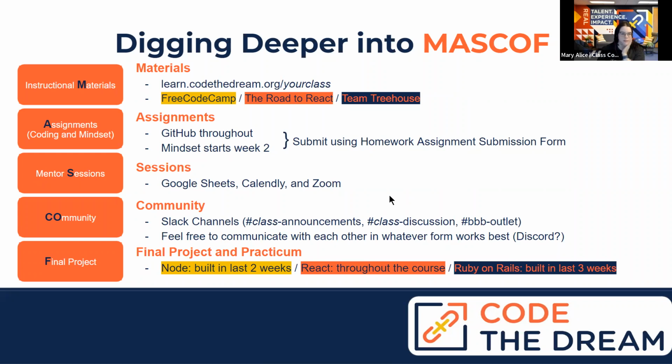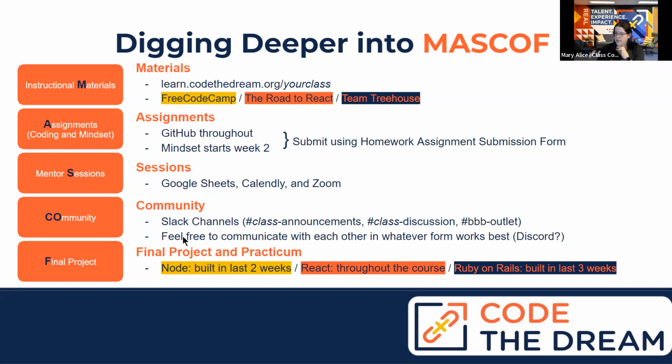Okay, perfect. You'll actually do the practicum at the end of your advanced class because you'll need to be able to organize yourselves into groups and decide what kind of a project you want to build for the practicum portion. And all right, let's see here. So assignments, GitHub throughout. Mindset starts week 2. You'll always use a homework assignment submission form to be able to submit your work. Sessions are on a Google Sheets, which I'll show you in a moment here, Calendly for one-on-ones, and Zoom is how you connect with your mentors. You also might use Slack to connect with your mentors if you're doing one-on-ones.